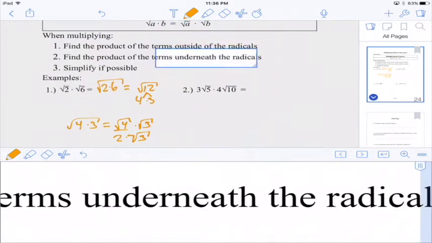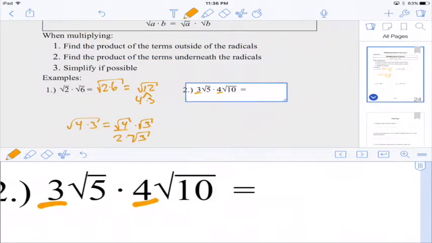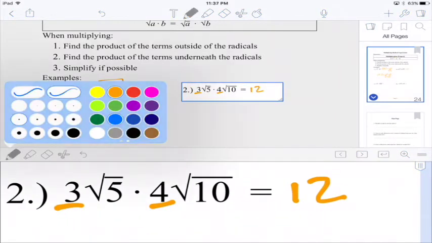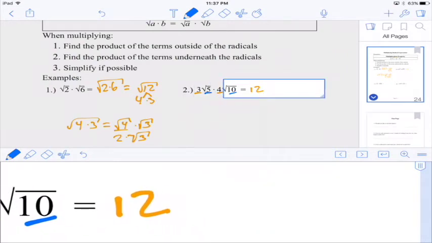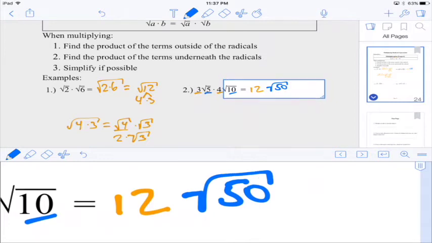Alright, so following my steps, find the product of the term outside. So 3 times 4 is 12. I'm going to find the product of the term on the inside. So 5 times 10 is 50. Square root of 50. Now I'm going to try to simplify. Well, could I divide this by a perfect square of 4? I don't think so. Divide by 9, that does not work. Divide by 16, that does not work. We could divide this by 25.